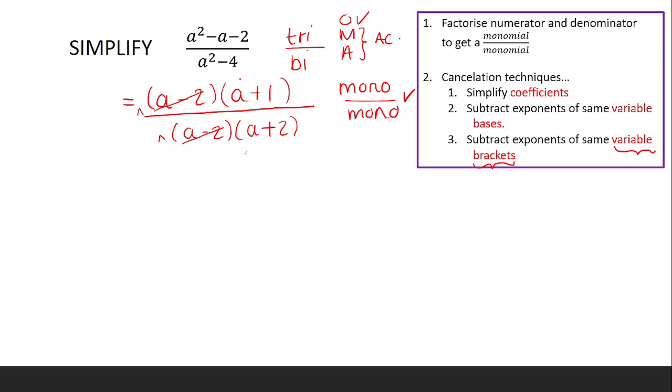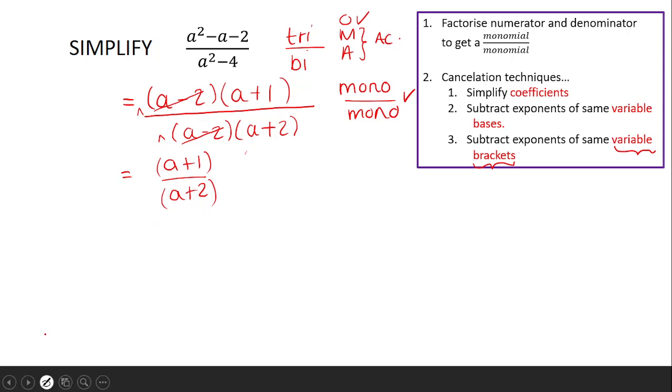Now let's look at this a plus 1. Is there an a plus 1 at the bottom? No, there's not. Is there an a plus 2 on top? No, there is not. So then what we are left with is an a plus 1 on top and an a plus 2. Remember, this a plus 1 was a unit and this a plus 2 was a unit, so we cannot go and cancel the a's and a's.